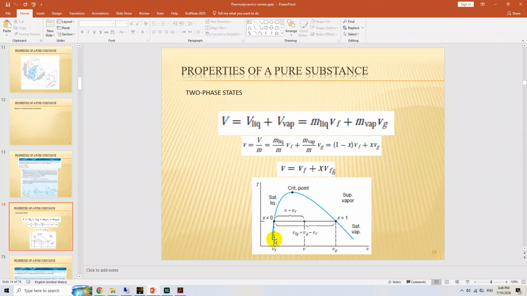You can see it in the diagram. In this diagram, nu_fg is equal to nu_g minus nu_f. So in the liquid state, the quality x is 0, and in the vapor state, the quality is 1.